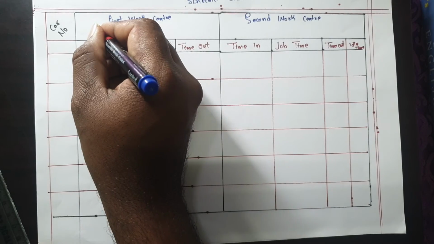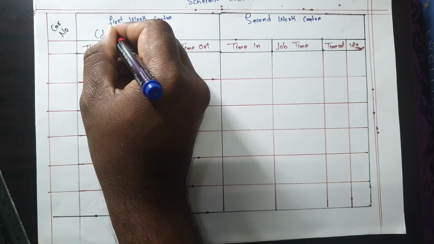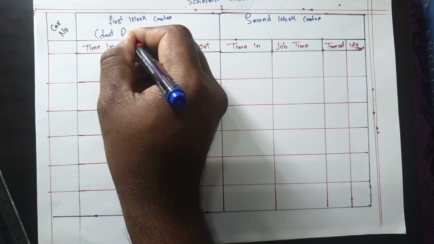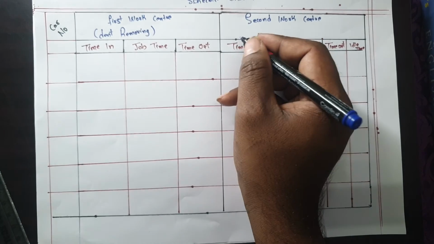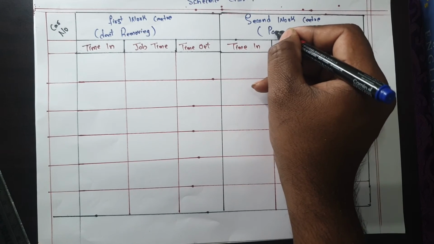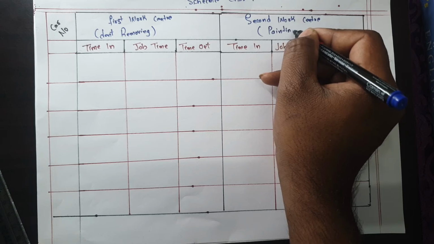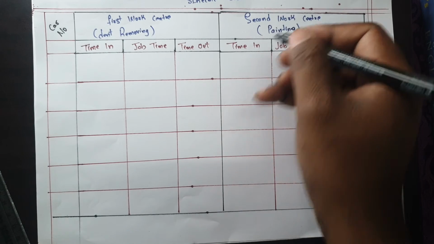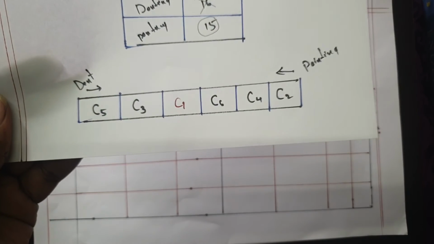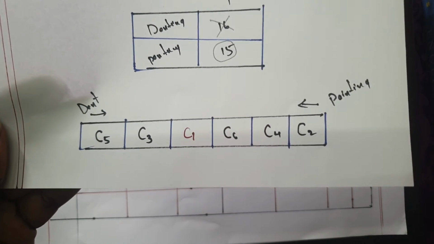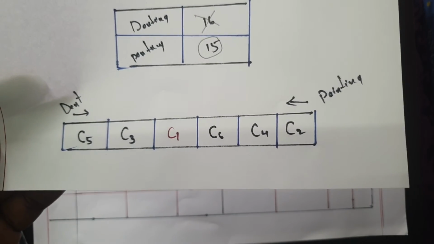In first work center, what is given here? Dent removing. In second, what is given? Painting is given. In this problem, denting and painting is given. In other problems, maybe different will be given. So, like this, and here you got the sequencing. First you have to write car number, means sequencing. Whatever you got in the final sequencing, you got C5, C3, C1, C6, C4, C2, this one you have to write.